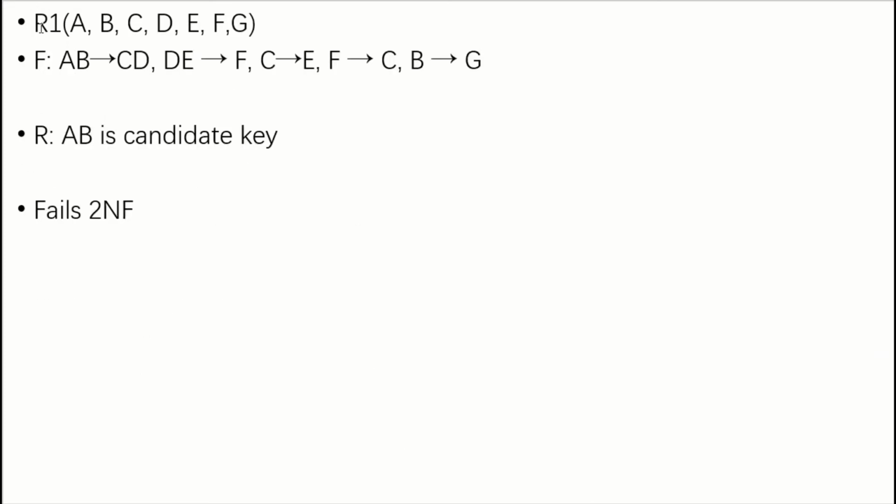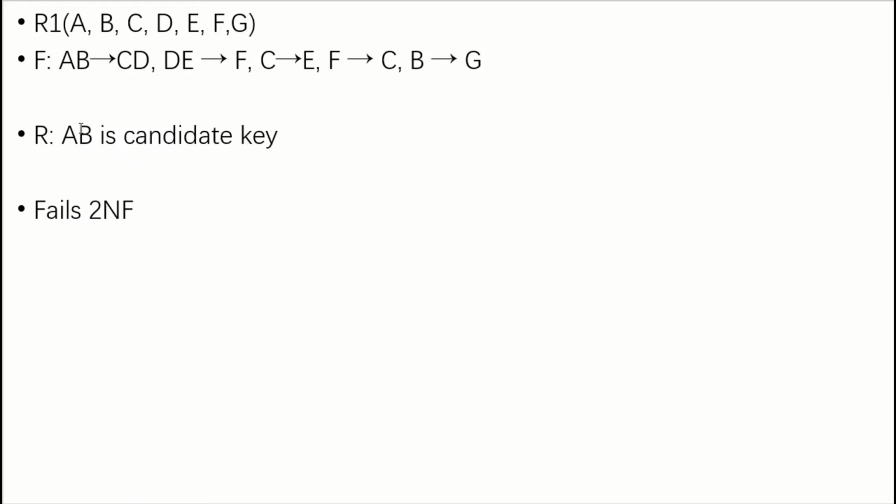So over here I have A, B, C, D, E, F, G, and the functional dependencies AB implies CD, D implies F, C implies E, F implies C, B implies G, and I have AB that is missing from my right hand side. Let's check. AB is missing. I have C, D, I have E, F, G. Okay, yeah, so AB is missing.